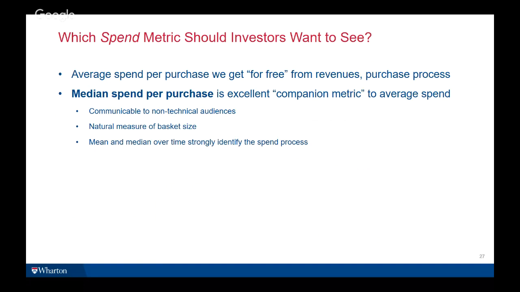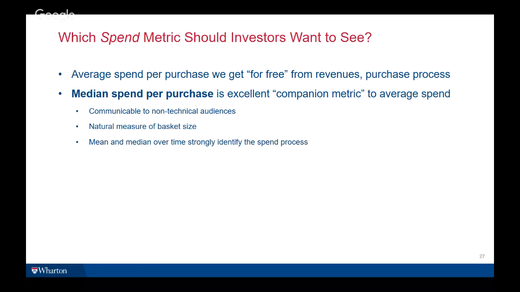Because we're doing our analysis for publicly traded firms, we get average spend per purchase for free, because the average amount that's spent on a purchase is essentially total spend divided by the total number of purchases. And public firms have to disclose total spend. That's total revenues. And because we have an acquisition and a purchase process, that gets us what we would expect total purchases to be. So the question is really, what's the most natural companion metric to the average spend per purchase? I'd be happy to consider other metrics.